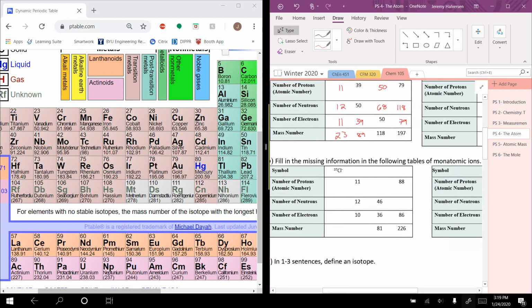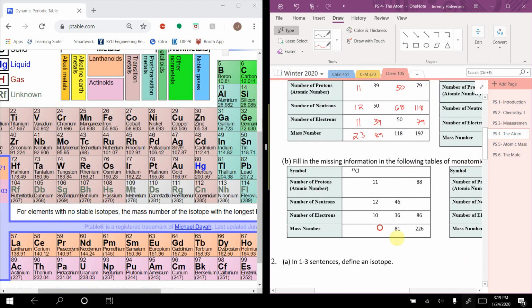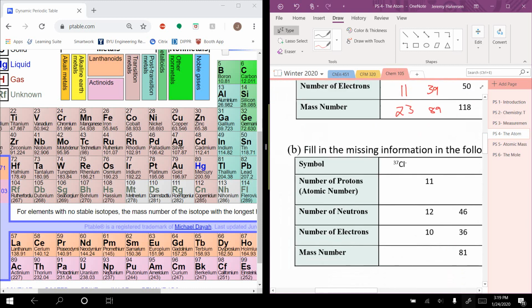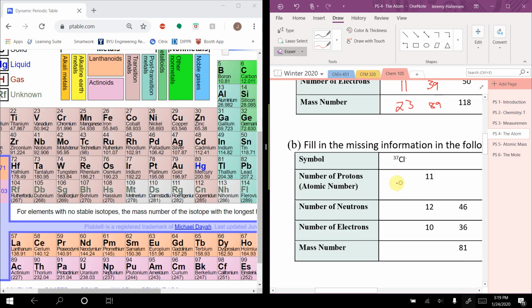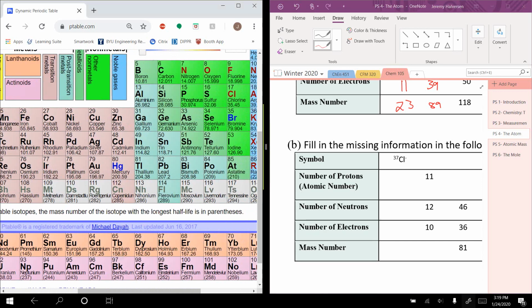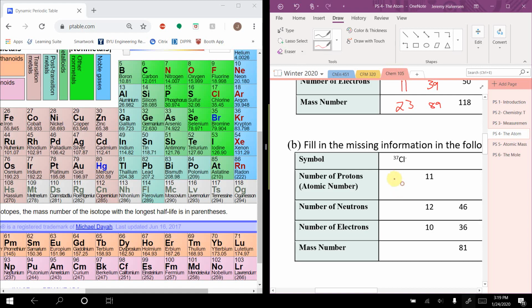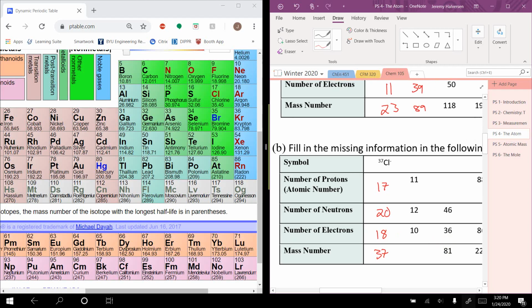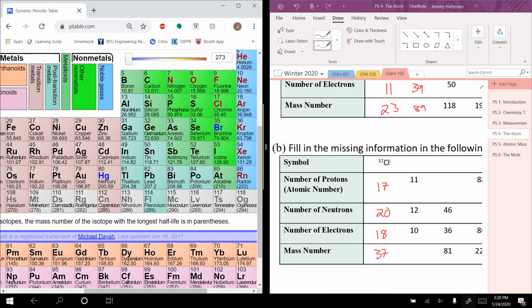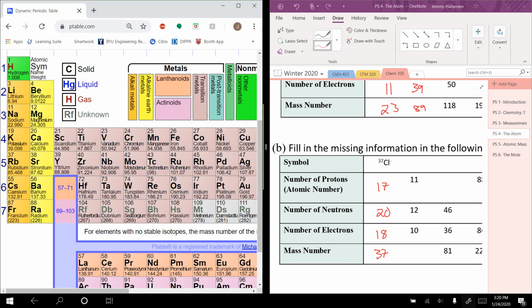Alright, B here is asking for information about ions, which means they're going to be charged. So here, the number of protons, for chlorine, is 17, which means that we've got 20 neutrons to hit the mass number of 37, and then because it's negative, that means it has an extra electron. So instead of having 17 electrons to match the protons, we'll have 18 electrons to make it have a 1 negative charge.